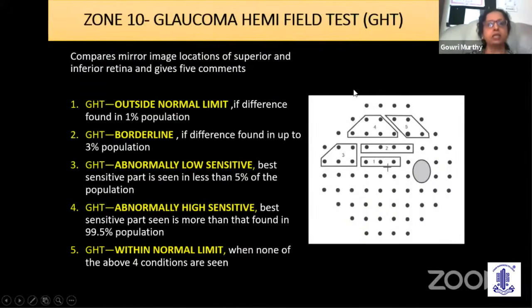The next thing is the glaucoma hemifield test. It compares mirror image locations of superior and inferior retina and gives 5 comments. GHT outside normal limits if the difference is greater than that found in 1% of the population, borderline, low sensitivity, abnormally high sensitivity where there are more sensitive portions, usually in false positive cases, and GHT within normal limits when none of these above 4 conditions are met.